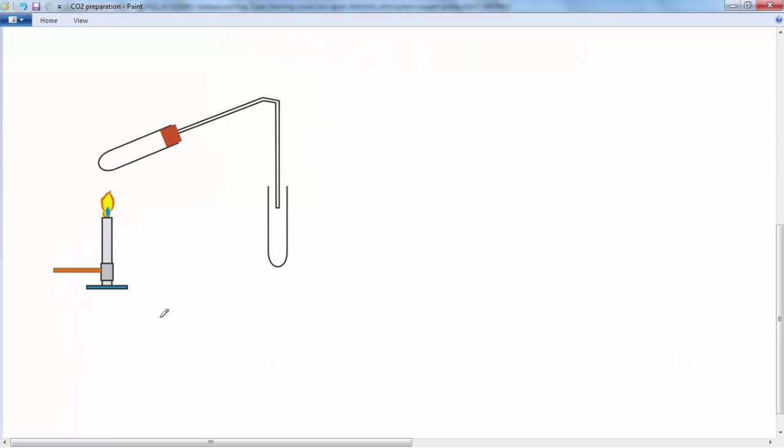Right, the other method that we're going to use to produce carbon dioxide is through the decomposition of a carbonate or a metal carbonate. When we do that, what we basically do is we just heat the carbonate. Now, a classic example really is one called copper carbonate. That decomposes quite easily under relatively gentle heating. So we're going to use that.